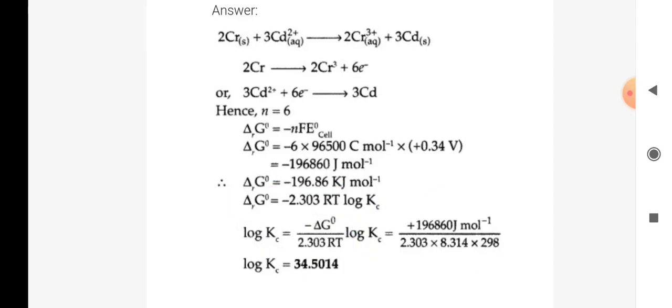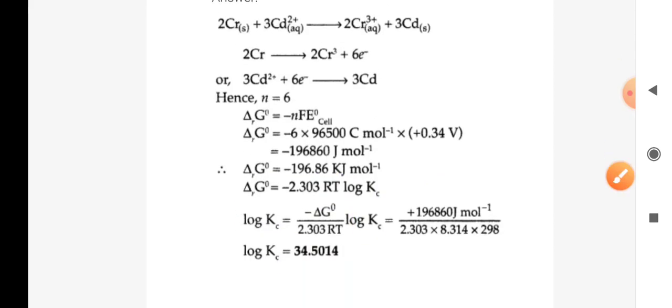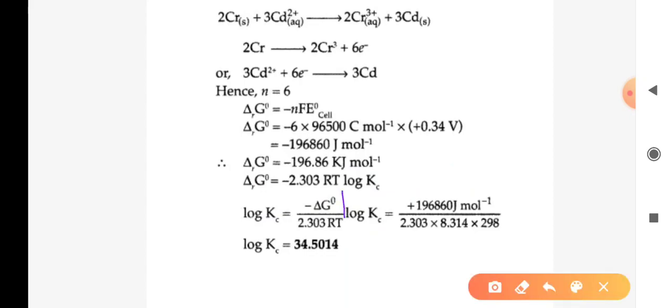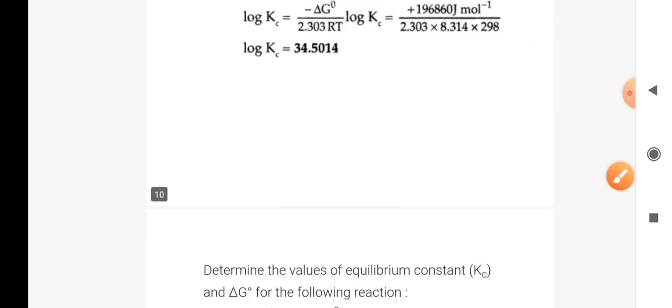So to calculate log Kc, we will write all the values, minus delta G and this minus value. This will become positive here. Then delta G, 2.303, R 8.314, T is given 298. And when we will solve this, we can find out easily the value of log Kc. So like this we can solve the numericals related to this.